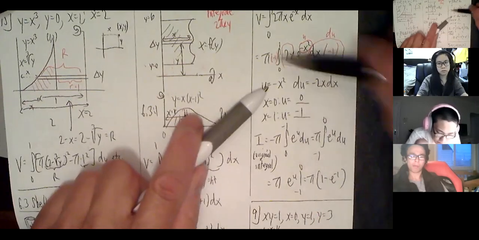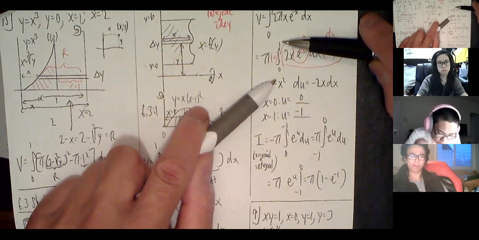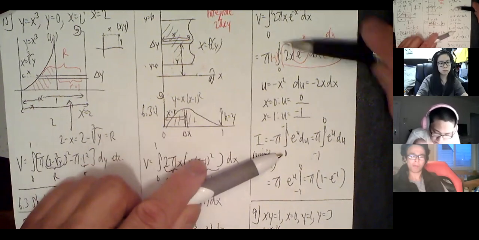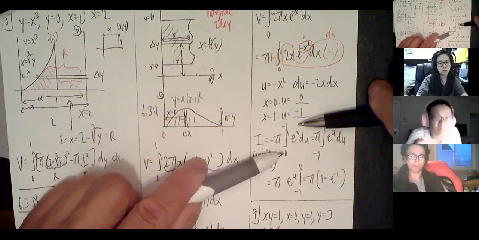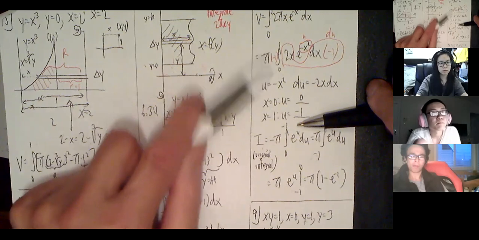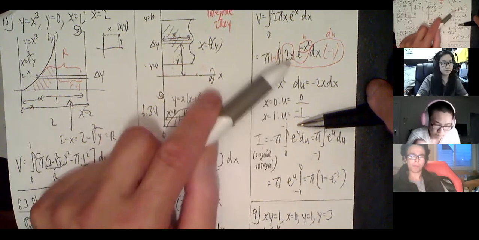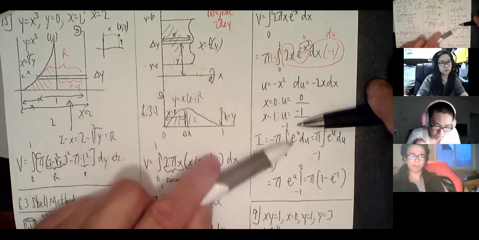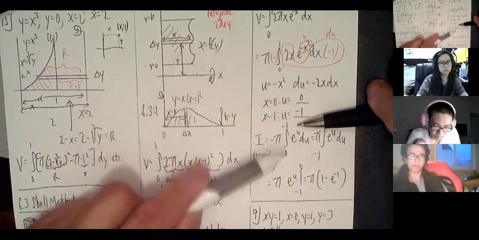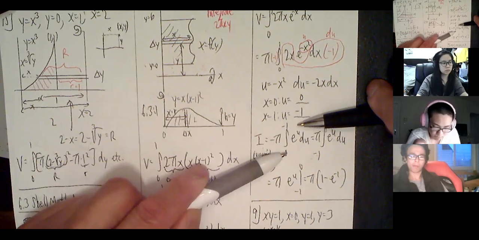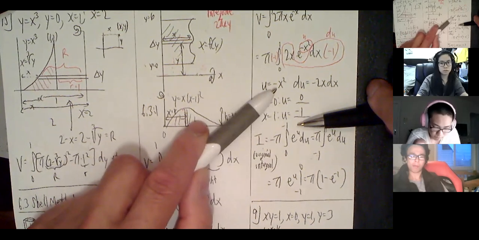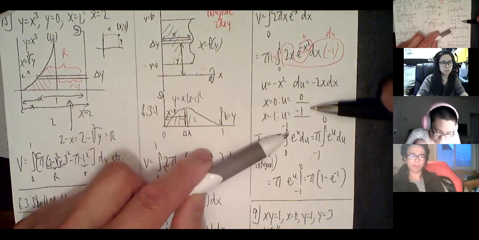So notice my new limits of integration. The original x goes from 0 to 1. U goes from 0 to negative 1. That's the way it has to be. These limits are for x. These limits are for u. The original was x dx. I now have u du, and these numbers are for u. So I've totally forgotten about x. I'm not going to go back to x at all. I'll just do the whole problem in u, and that's it.